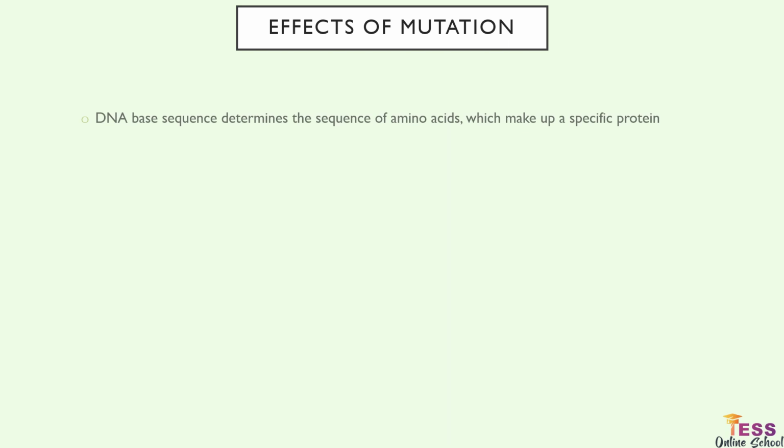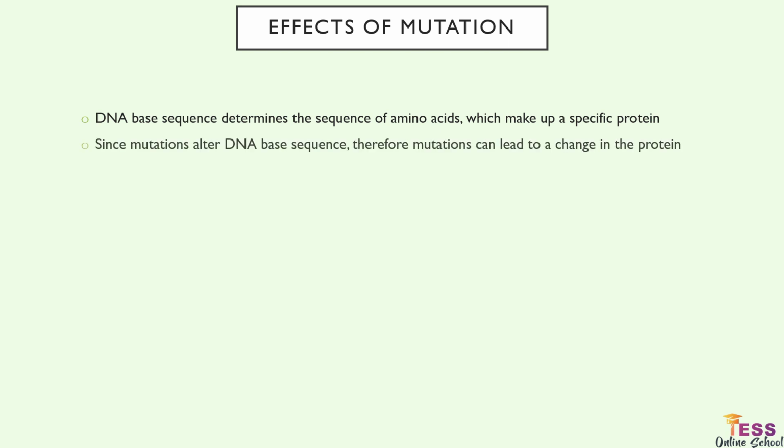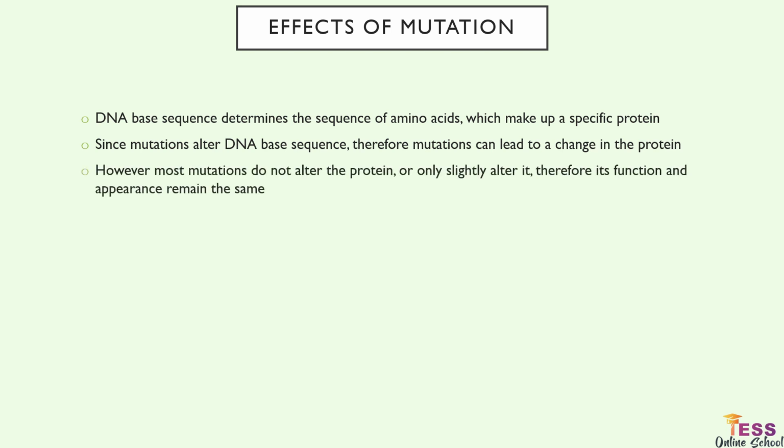How can mutations affect an organism? We know that the DNA base sequence determines the sequence of amino acids, which then go on to make up a specific protein. Since mutations alter the DNA base sequence, they will change the sequence of amino acids, therefore the mutations will lead to a change in the protein. However, most mutations do not alter the protein due to the nature of DNA or the mutations themselves, or only slightly alter it, therefore its function and appearance remain the same.